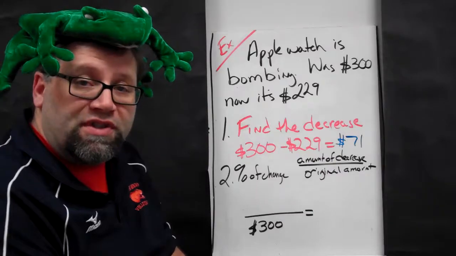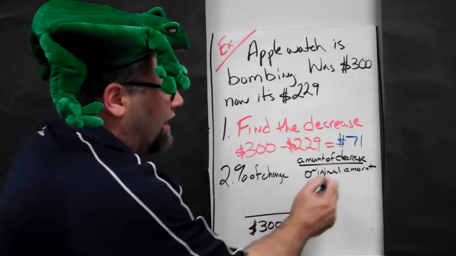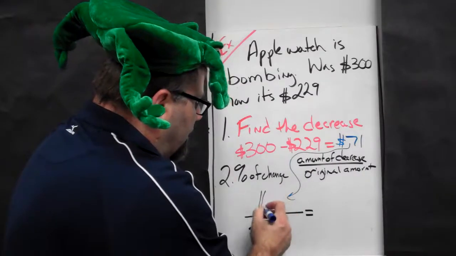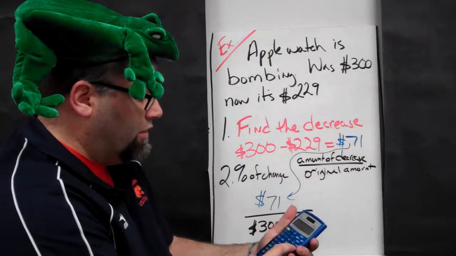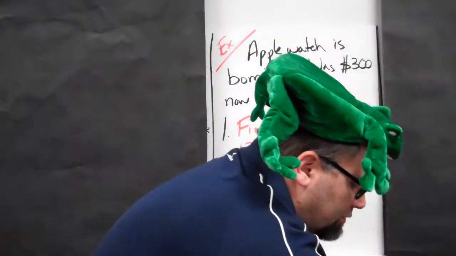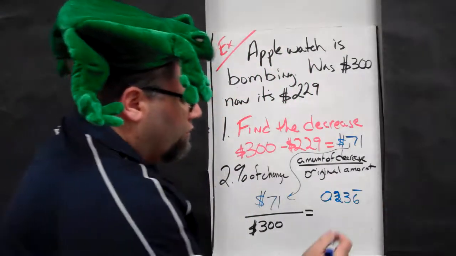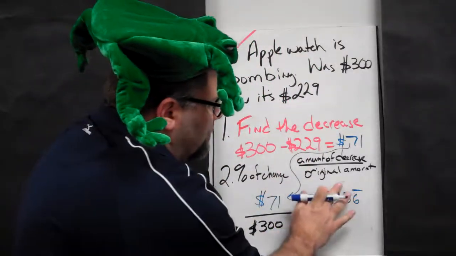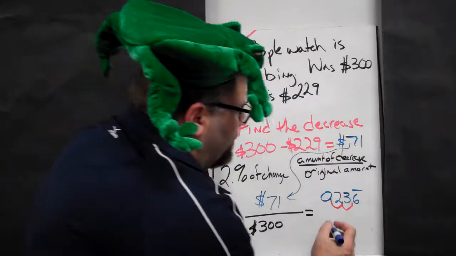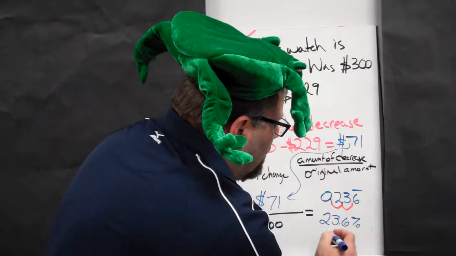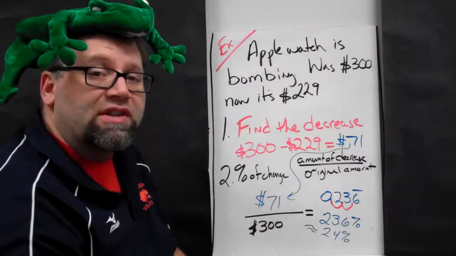The process is the same now to find the percent of change. Percent of change is the amount of the decrease over the original amount. So I have my original amount already written in, and I bring this decrease over here, 71 bucks. Then I pick up the handy dandy calculator. 71 divided by 300 gives me 0.2366 repeating. Write that as a percent. We move that decimal place 1, 2, and then our percent becomes 23.6%, or approximately 24%. It was a 24% decrease.